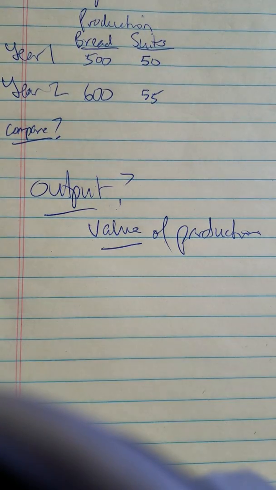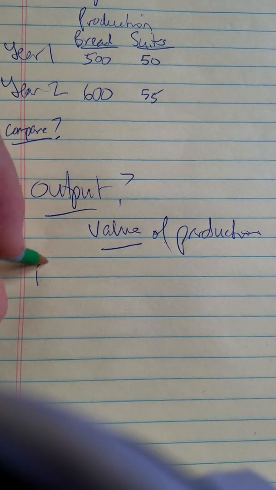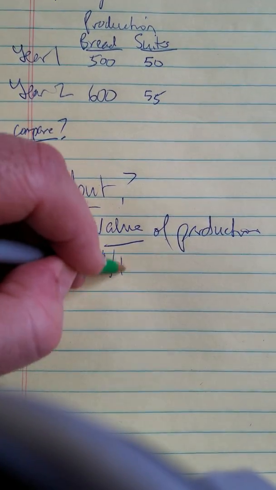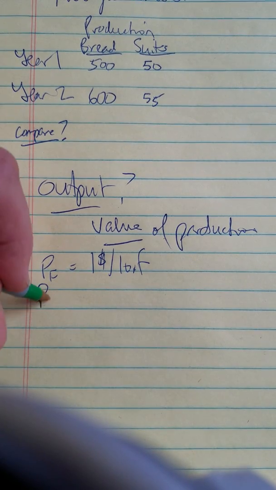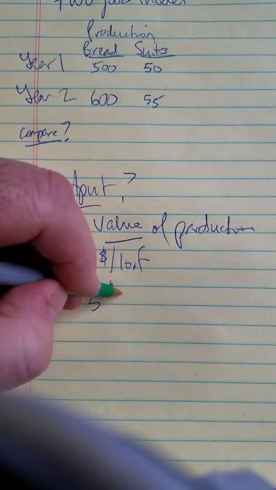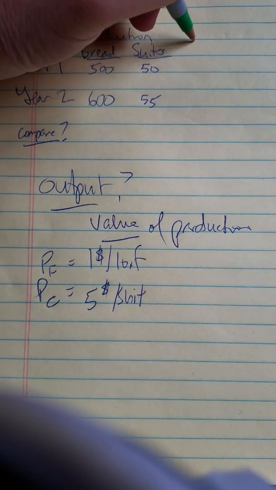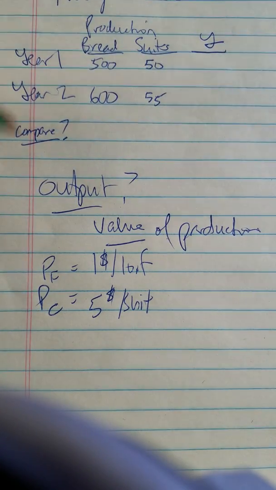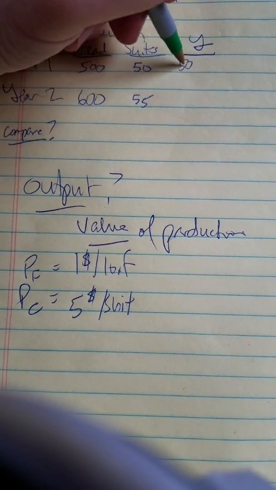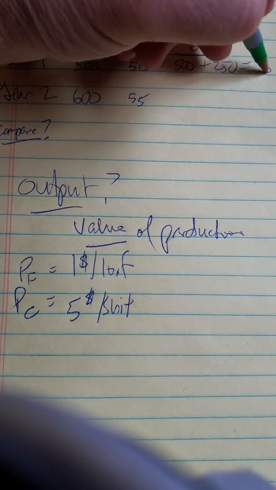So let's suppose, for the sake of argument, that the price of food is, let's make it easy, $1 per loaf. And let's suppose the price of clothing is $5 per suit. Pretty cheap suits, I know, but don't worry about it. So then what we can do is we can calculate output, and we'd say output is $500 worth of bread and $250 worth of suits is $750.